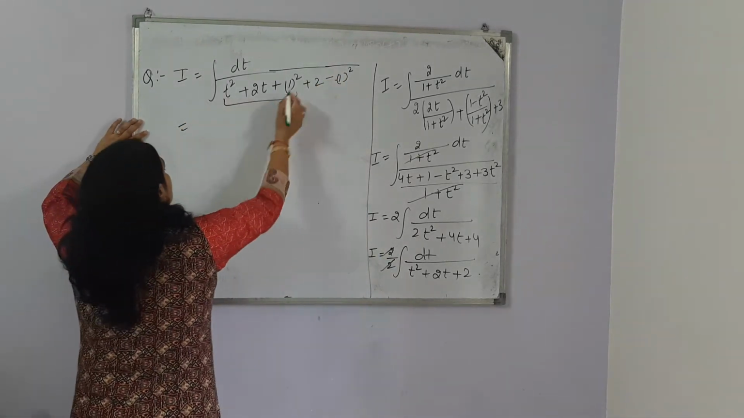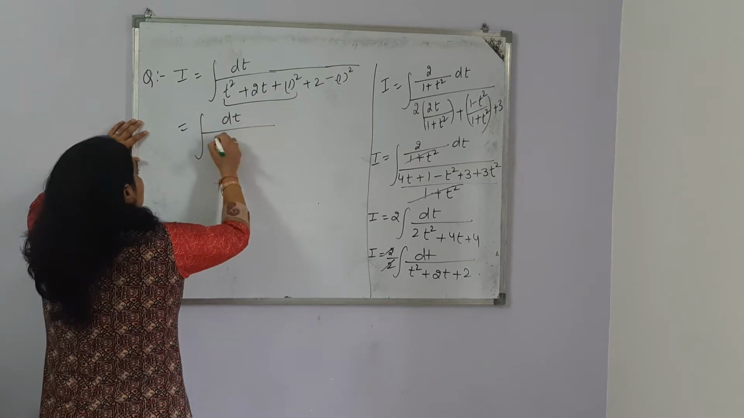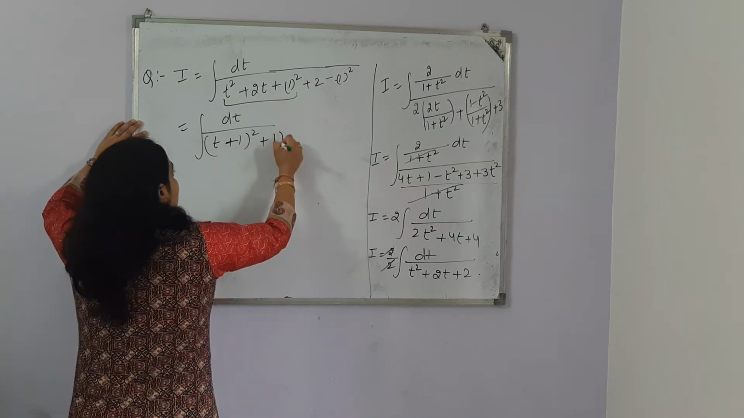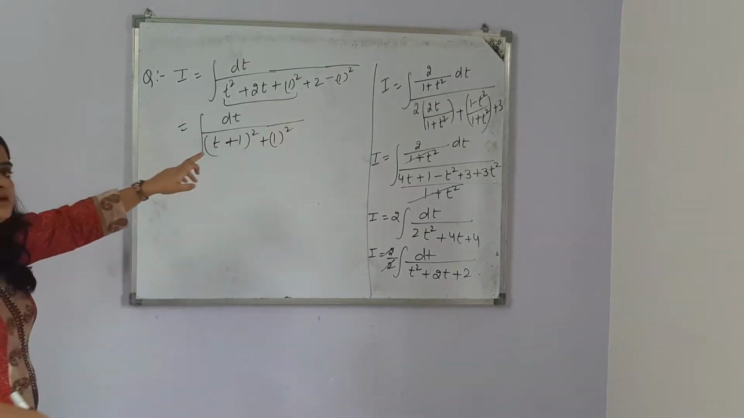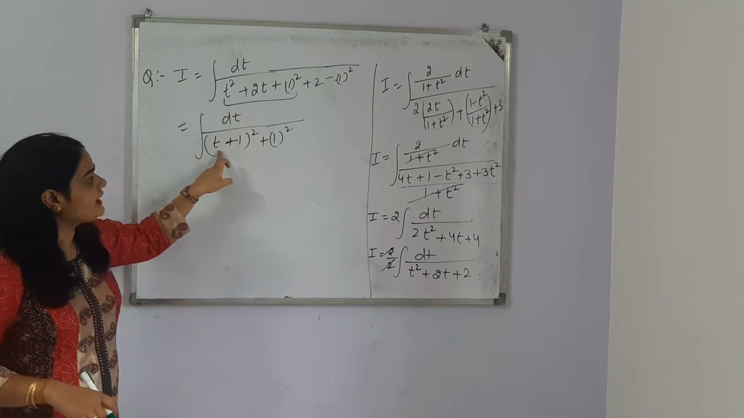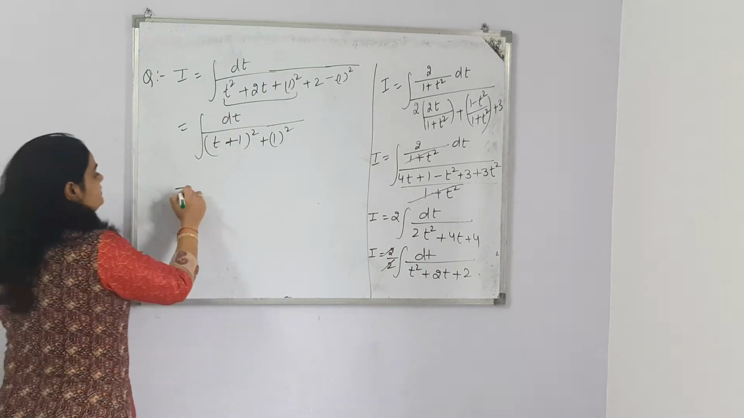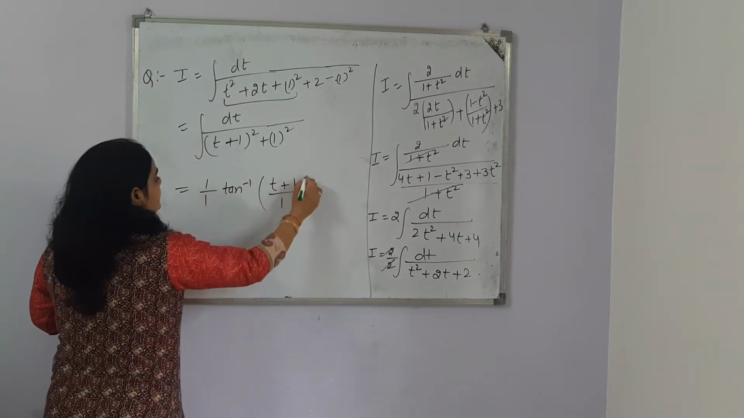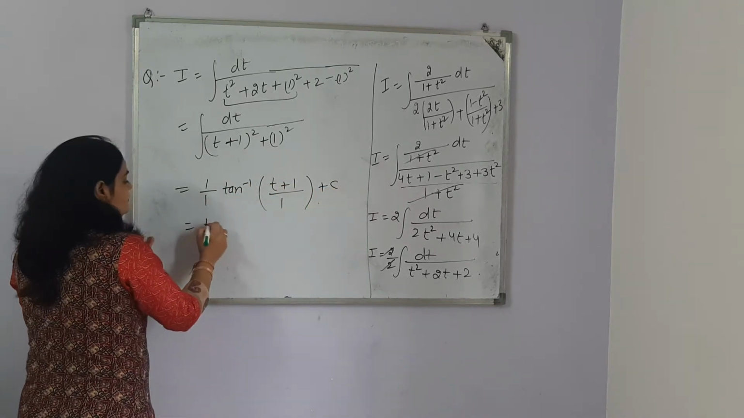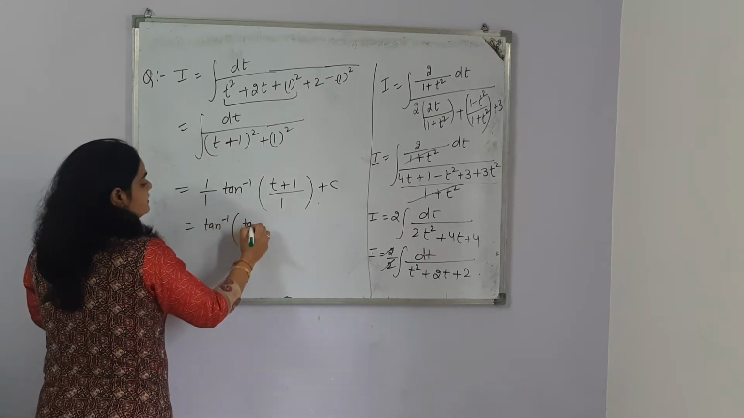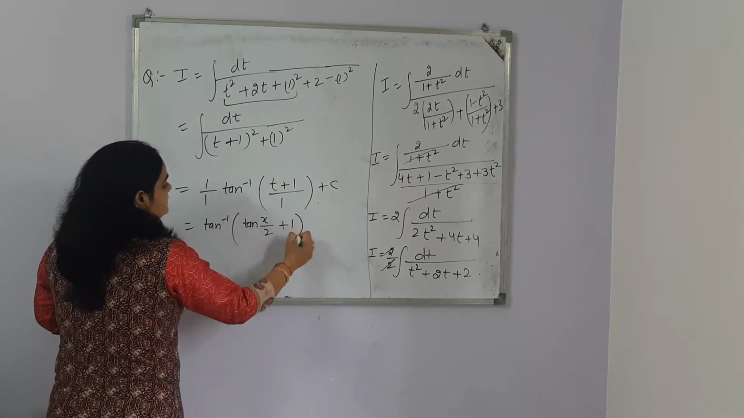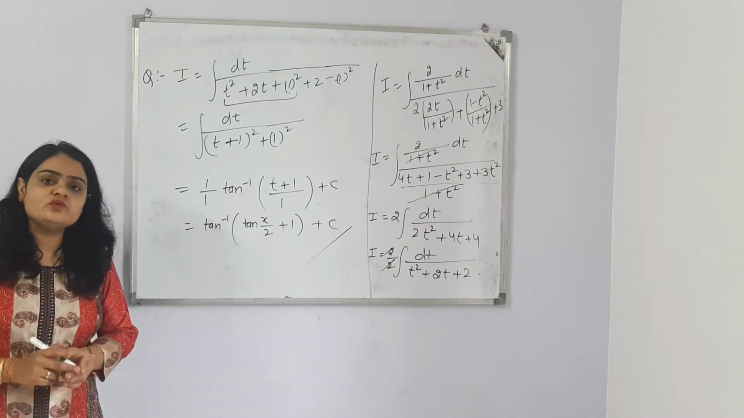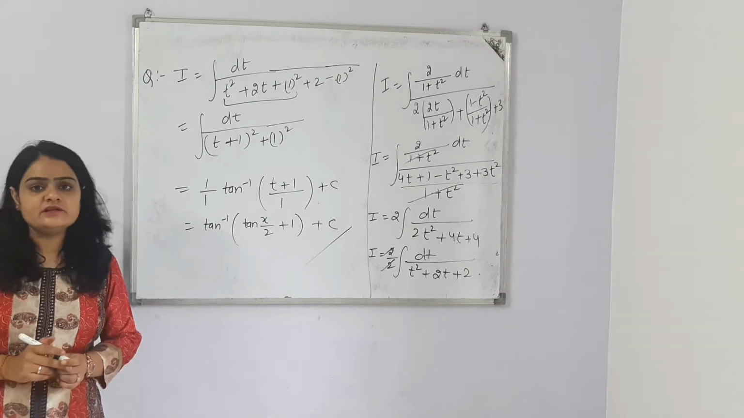Now here the a plus b whole square formula is applicable, which is t plus 1 whole square, and 2 minus 1, which is 1. Can I write 1 as 1 square? So the formula is applicable: integral of 1 upon x square plus a square is 1 by a tan inverse x by a. So in place of t we need to substitute tan x by 2, plus 1, plus c. Hope this question is clear. Let's do the last type of indefinite integration.